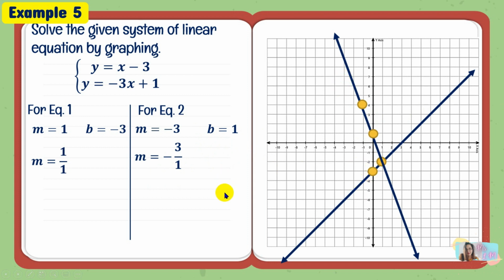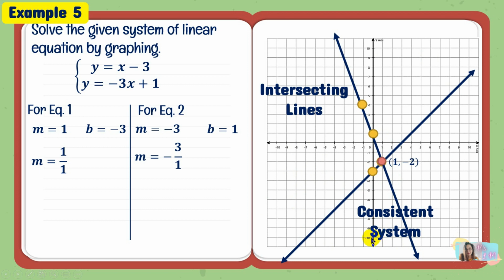Now, meron tayong intersecting lines at may point of intersection tayo, at yung point na yon ang magiging solution sa ating system of linear equations. So, we have here this point as point of intersection. The coordinates are positive 1 and negative 2. So, again, intersecting lines siya, consistent system sila, and kapag consistent system, meron lang tayong one solution. And ito po yun, 1 and negative 2.